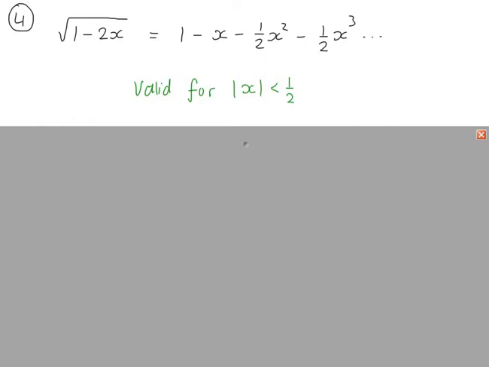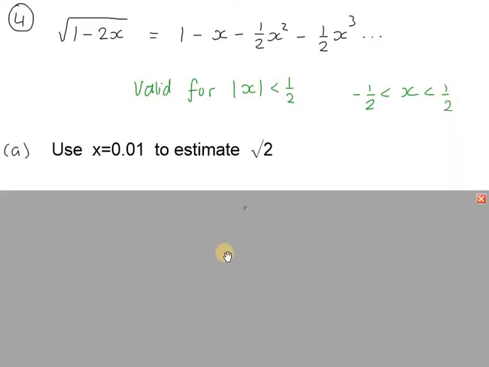The binomial expansion for root 1 minus 2x is given here. The first four terms are given, and the expansion is only valid for x between minus a half and a half. Now we're going to use the value of x as 0.01 to estimate the value of root 2.